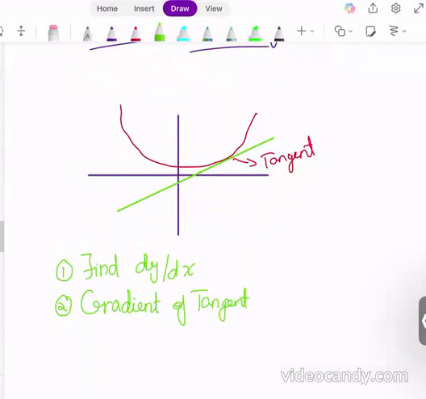Then the next step: before making the equation, we need to find the constant value in the equation of the curve. We need to find the constant value, and then we will form an equation.